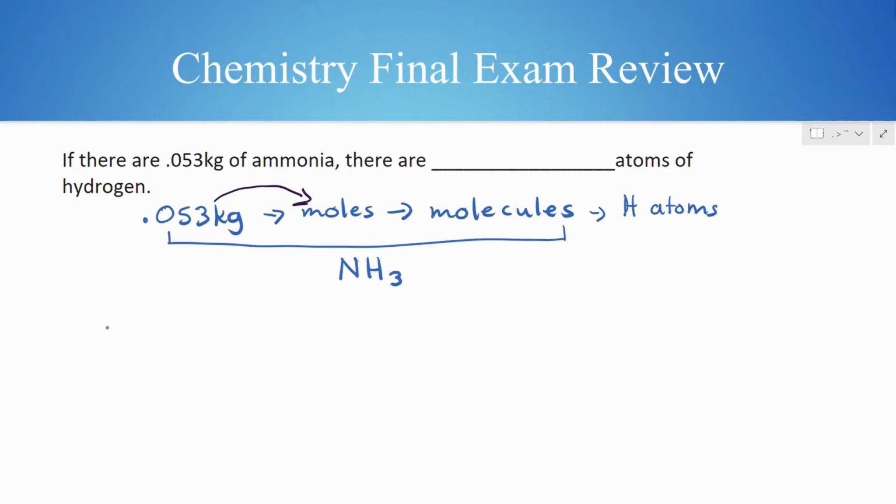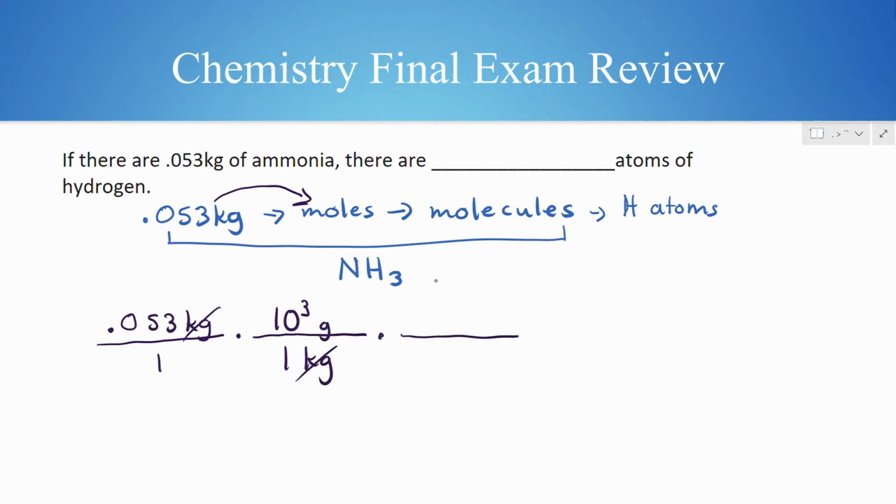So 0.053 kilograms of ammonia, we want grams of ammonia. Well, we know that in 1 kilogram there are going to be 10 to the 3 grams of it. Okay, and now we can convert to moles using the molar mass, so the weight of ammonia. So in 1 mole of ammonia, we have some number of grams. Now that weight will be the weight of 1 nitrogen plus the weight of 3 hydrogens. If you add those up, you should get 17.04 grams.